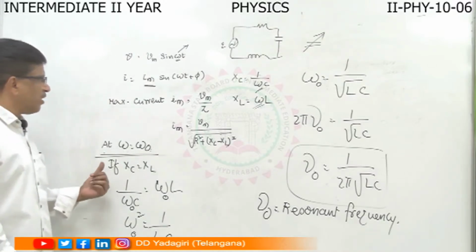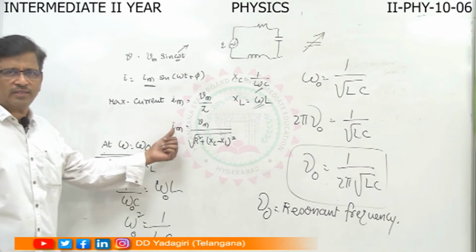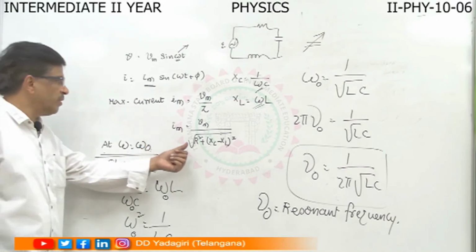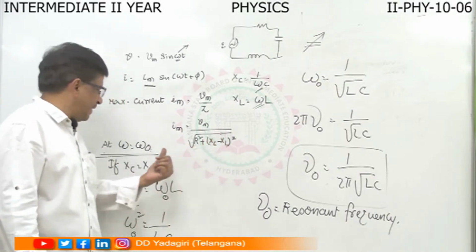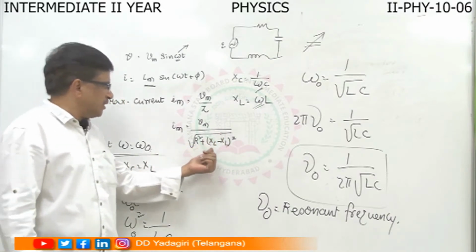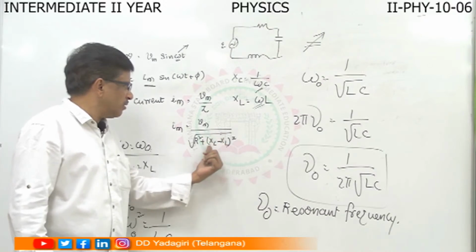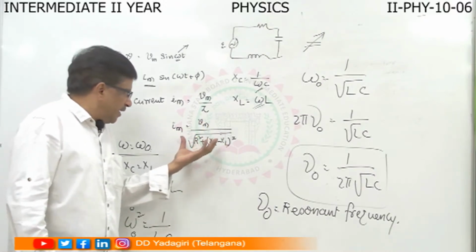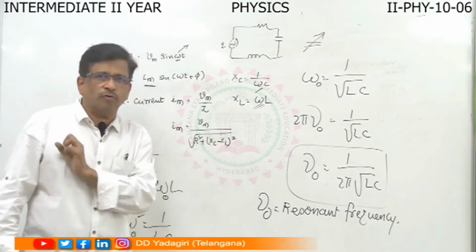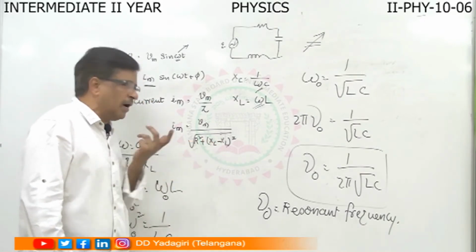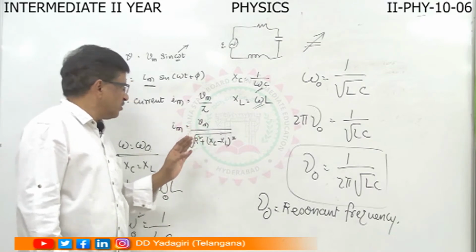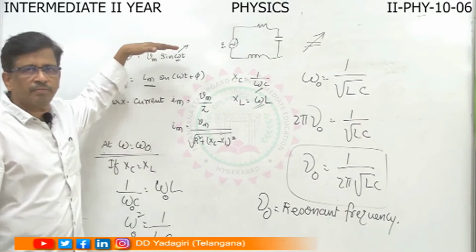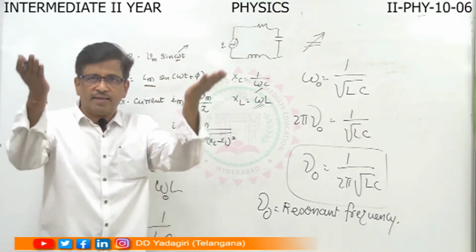So at resonant frequency, what happens to the current value? Let us see, Im becomes maximum. How? See, this part becomes 0. XC is equal to XL means this part becomes 0. So Im becomes Vm by R. That means the denominator has the lowest value. The lowest value is simply R. Other values are high. That means Im is maximum. So resonance means the current becomes maximum there.